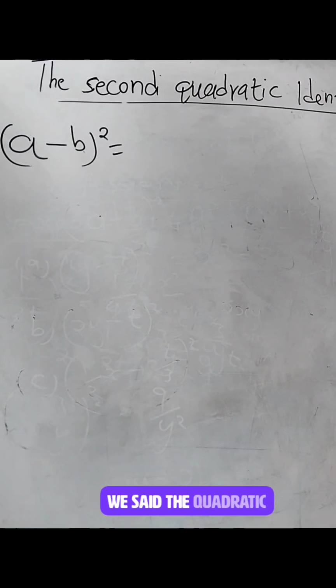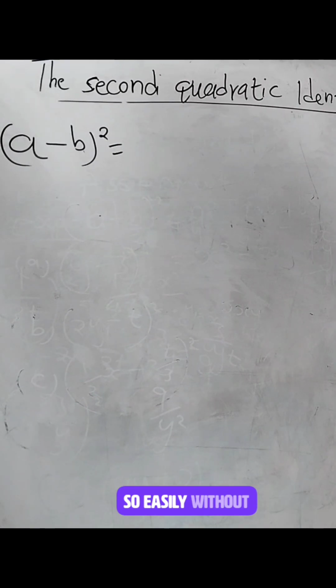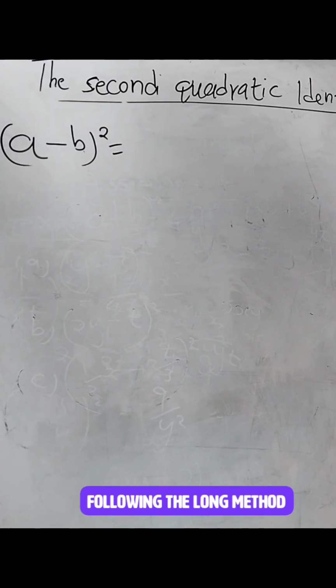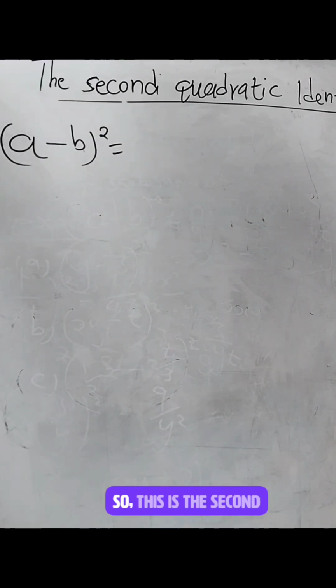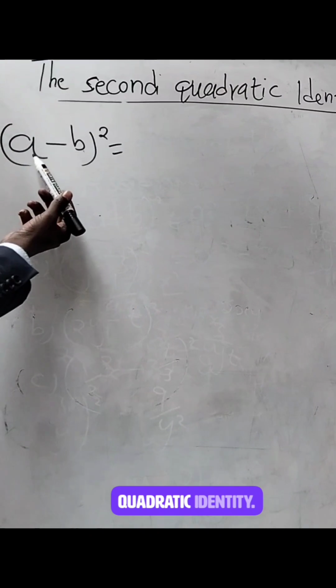We said the quadratic identities are shortcuts that help us to expand or factorize quadratic equations and expressions so easily, without following the long method of expansion. So this is the second quadratic identity.